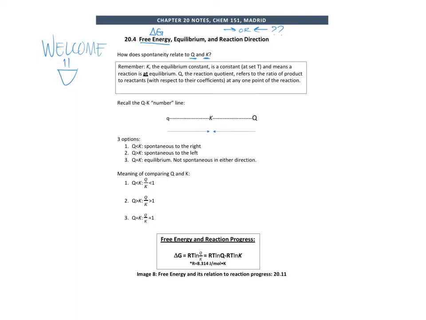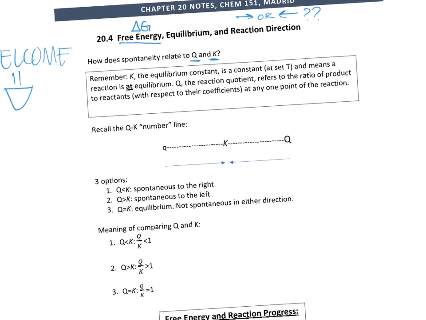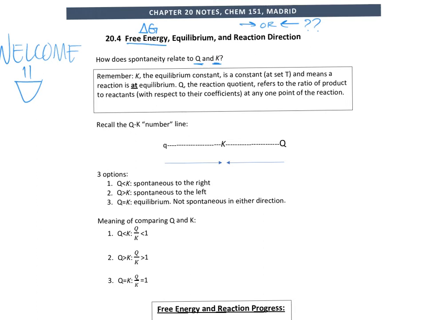So remember that K is the equilibrium constant at a particular temperature, and it means that the reaction is at equilibrium. Q is the reaction quotient, and it refers to the ratio of product and reactants at any one point of the reaction. Q can equal K, it can be greater than K, or it can be smaller than K. So I want you to remember the QK number line.